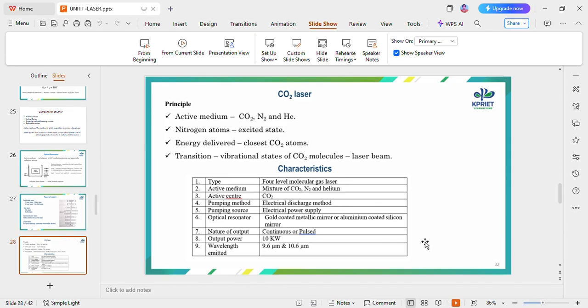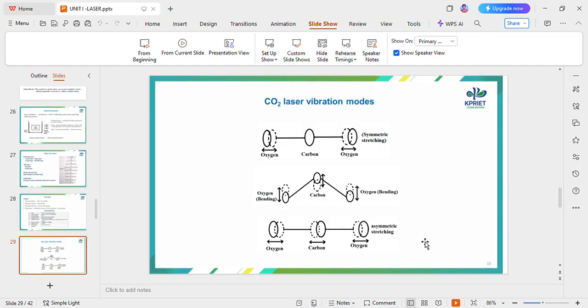So it is a 4-level molecular gas laser. The active medium is a mixture of carbon dioxide, nitrogen and helium. The active center is carbon dioxide, and we are using the electrical discharge method. Otherwise we can use inelastic atom-atom collisions too. The pumping source is an electrical power supply. The optical resonator is gold coated metallic mirrors or aluminum coated silicon mirrors. The nature of output may be continuous or pulsed, and the output power of this carbon dioxide laser is very high, about 10 kilowatt, and the wavelength is about 9.6 micrometer and 10.6 micrometer. So we are talking about the vibrational modes of the carbon dioxide laser.